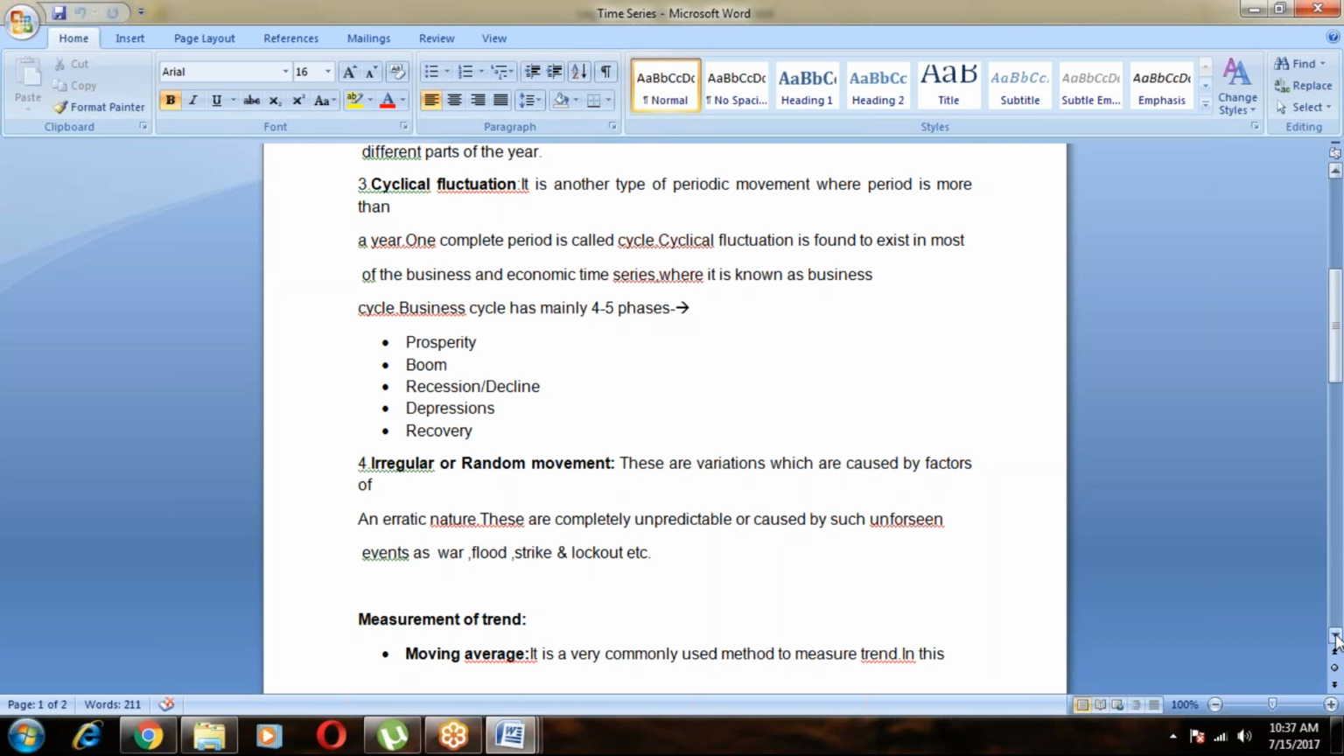Depression is the worst situation, when we have the maximum unemployment rate, the lowest savings rate, the lowest investment rate, the highest crime rate, and so on. Recovery: obviously from the worst situation we need to recover and come back to our original situation. So you can understand that these 5 phases can't be achieved within just 1 year. So here it is long term, more than 1 year.